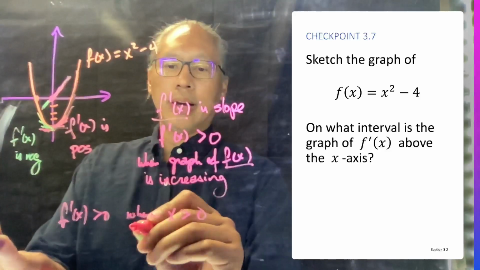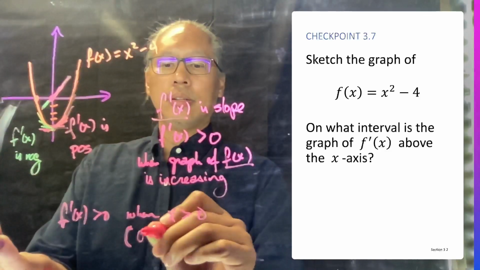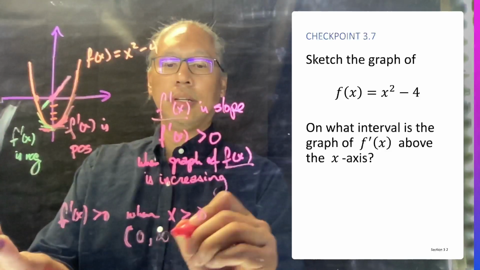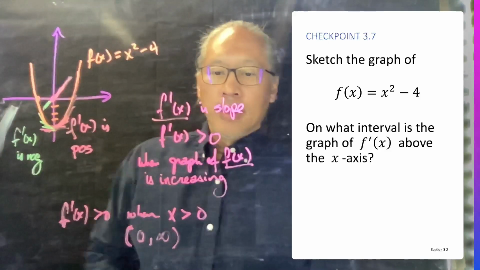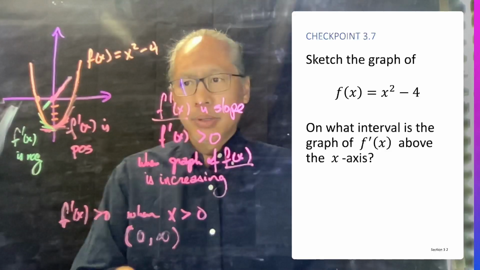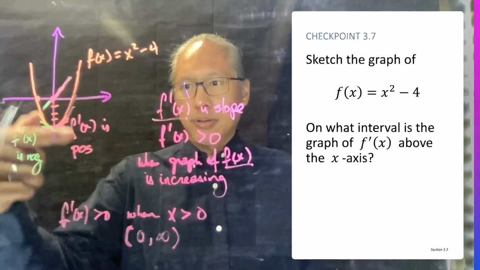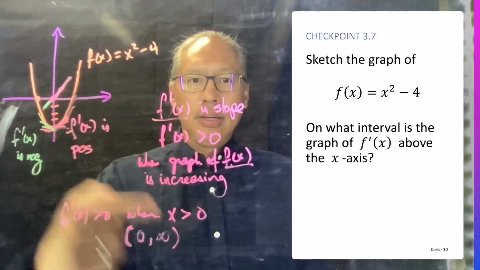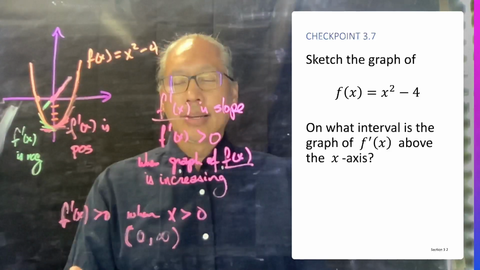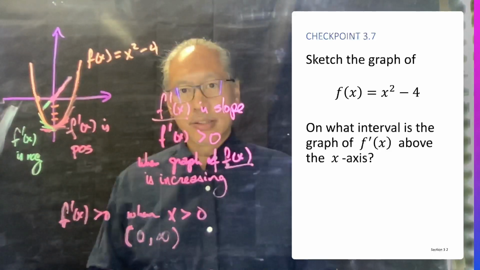So we can write it like that, or we can use the parentheses notation 0, comma, infinity. One more note, we probably don't want to include 0 because at 0 it's exactly at 0, the slope is 0, the slope is horizontal at that point, and so it's not technically above the x-axis until you get a little bit past it, so we don't include 0 in this case.